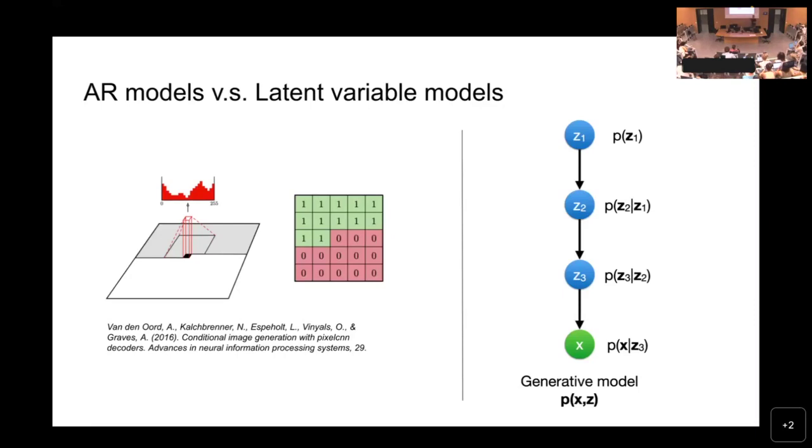So the typical latent variable model might look like this image on the right here, where you're first generating some variable Z, and then you're generating another variable Z conditioned on that, and so forth, until you actually get at the data. So this top-down structure is quite interesting, and there's a lot of work on what sort of structure is really what we want here and what we can do with these things.